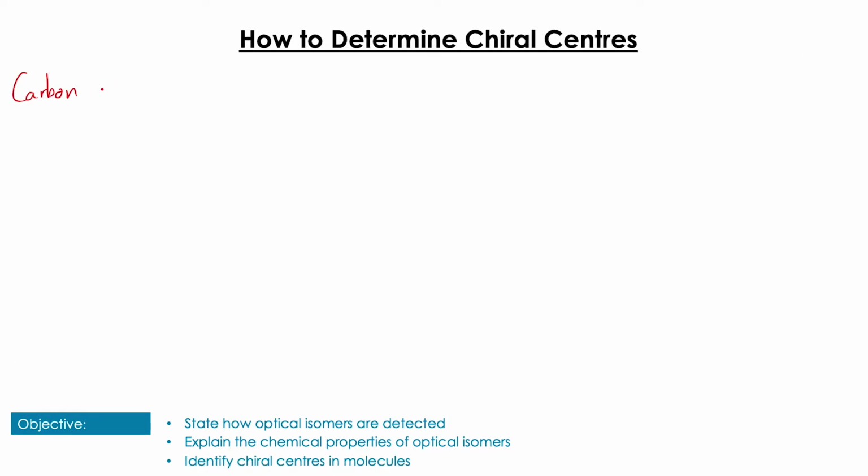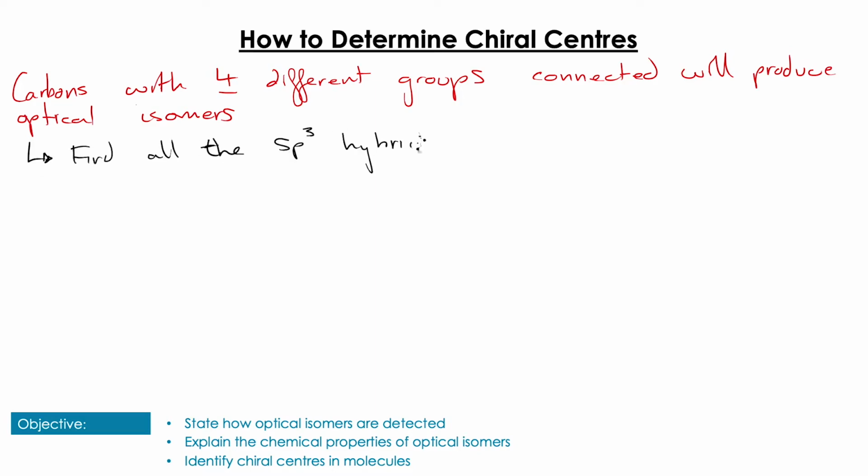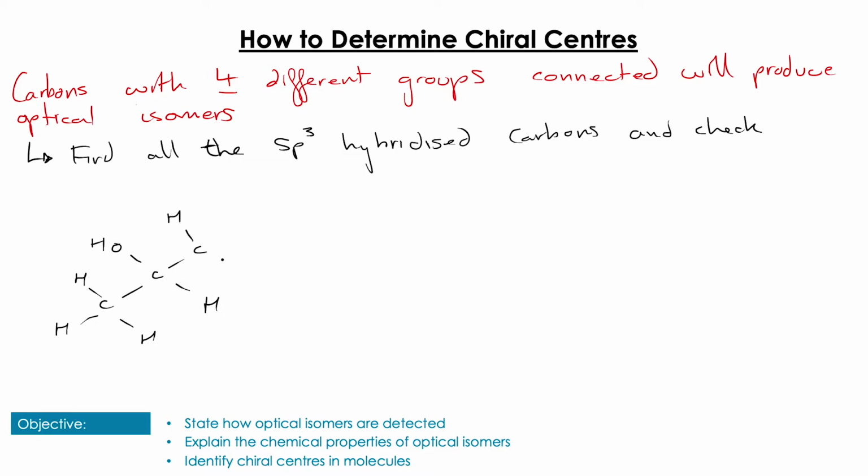So, how can we determine chiral centers in molecules we may have produced or may be presented with in an exam question? Well, we've got to remember carbons with 4 different groups connected are going to be chiral and produce optical isomers. So, the first step is to identify all the sp3 hybridized carbons in a molecule. That's all the carbons that have 4 single bonds to another atom.